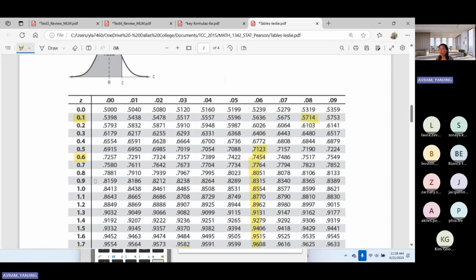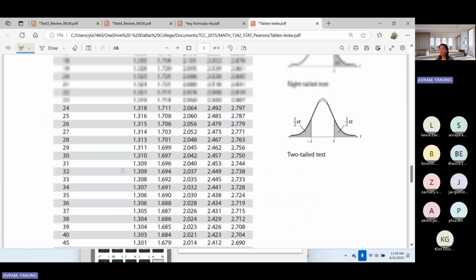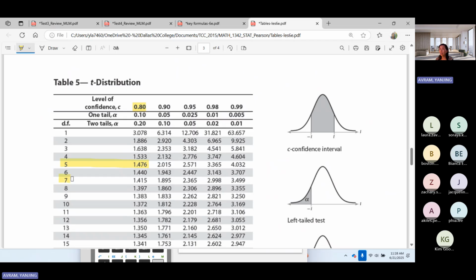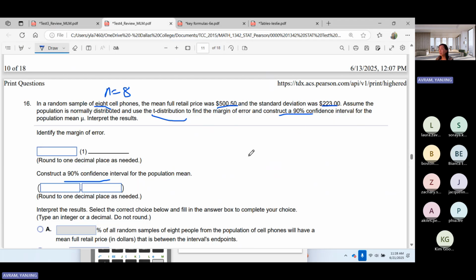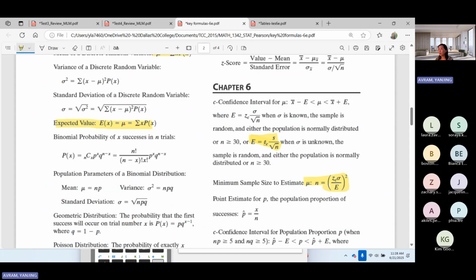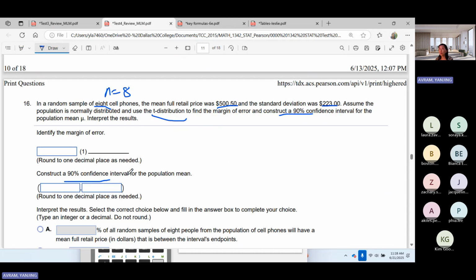So DF is 7. DF is 7 right here. And then your confidence is 90%. So that's your T sub C. Okay, that's how you read the T sub C, and then you input it into this formula, and you can calculate the margin of error. All right, so that's using the formula.